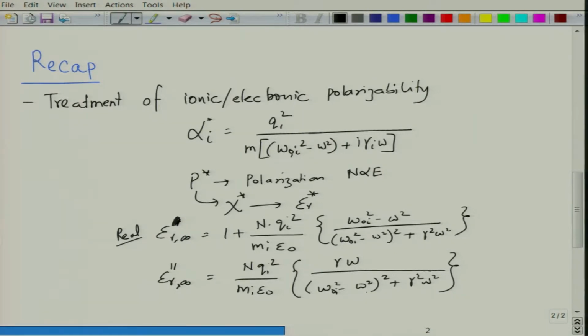So, the resonance will happen when your omega is equal to omega o i. So, your dielectric constant has to be measured at frequencies which are lower than this omega o i. The moment the frequency is higher than omega o i, the corresponding dipoles do not respond to the frequency. As a result, they do not contribute to the dielectric constant.